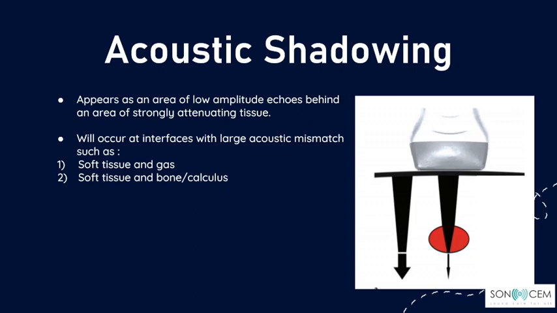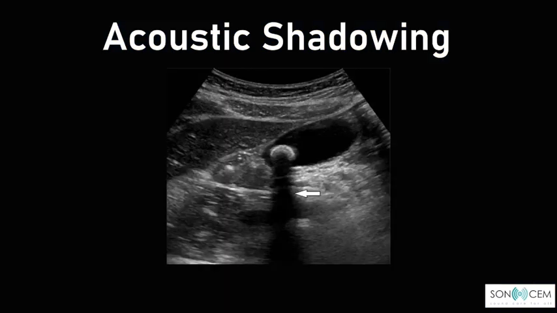Acoustic shadowing occurs when the ultrasound beam passes through tissues of different acoustic impedance, appearing as an area of low amplitude echoes behind an area of strongly attenuating tissue. This is an image showing a hyperechoic gallstone with clean posterior acoustic shadowing, whereby the gallstone acts as a strong ultrasound beam reflector.